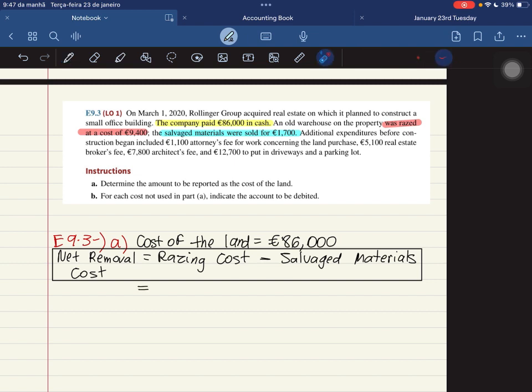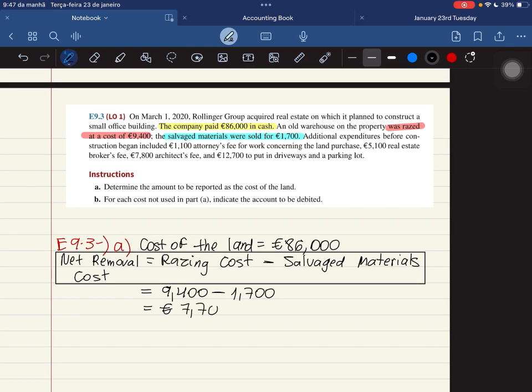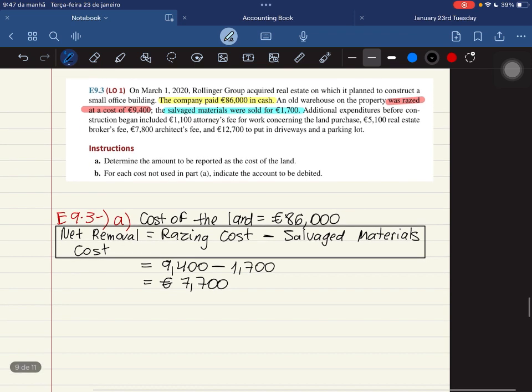In our case, it was razed at 9,400, so this is our razing cost. And we were able to save some of these materials. We were able to save 1,700. That is 7,700 for our net removal cost. Okay, what else do we have over here?